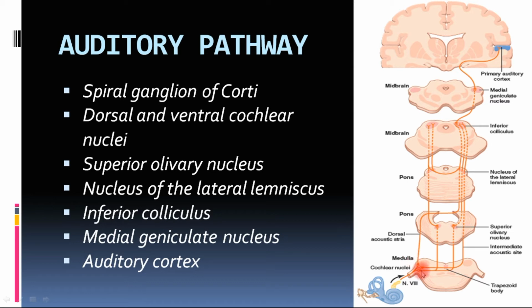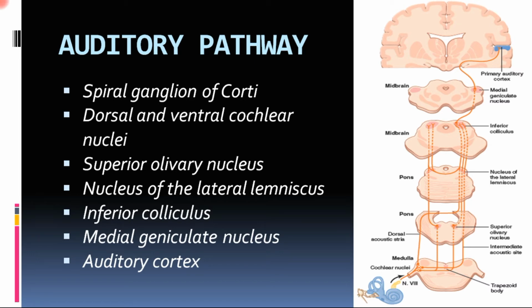Continuing the pathway, as we were seeing at the cochlear nuclei, the second order neuron is going to the superior olivary nucleus. Majorly, some are going to the contralateral side of the superior olivary nucleus, and few fibers are also supplying the ipsilateral side, and some fibers are bypassing the superior olivary nucleus, as you can see here. One of the major functions of the superior olivary nucleus is detection of the direction of the sound.